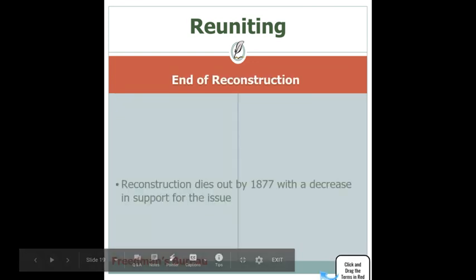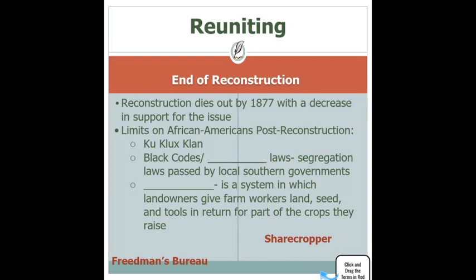We're almost done. We're almost towards the end of the video. And last but not least, Reconstruction dies out by, there might be one more slide. Reconstruction dies out by 1877 with a decrease in support of the issue. There are limits on African Americans post-Reconstruction.